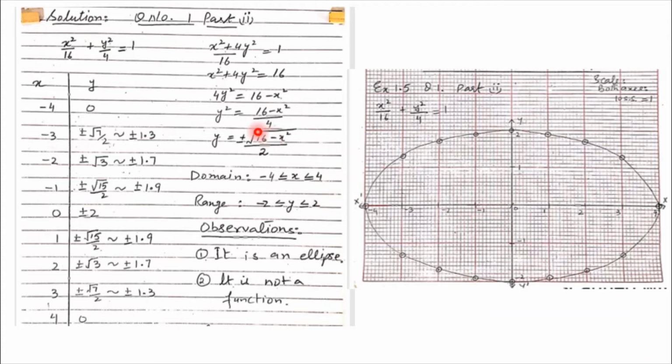Number 1, part 2. x squared by 16 plus y squared by 4 equals 1. Again an implicit function. So first of all we take the LCM, then bring this 16 over here, then bring this x square over here, then divide both sides by 4, then take plus minus under root. As a result, you will get the value of y, which is plus minus under root 16 minus x squared, by 2. You must note that this 2 is outside the radical sign.